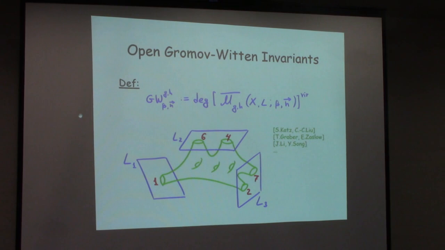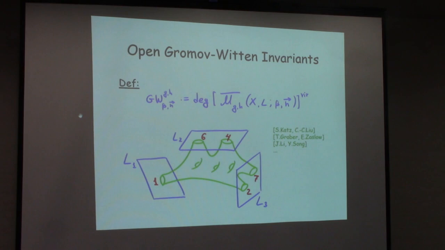So when I say open invariants, I really refer in that sense to open Riemann surfaces which have boundary, and we're studying the relative problem of studying either maps or counting something which involves both the Calabi-Yau and the Lagrangian submanifold L.